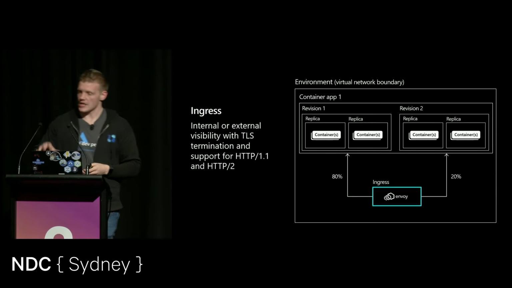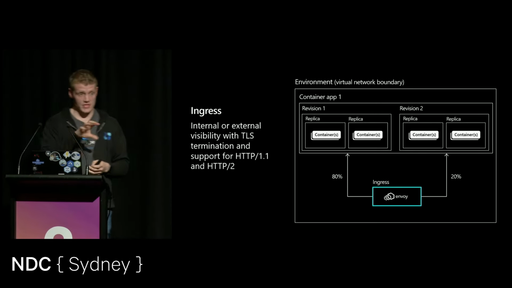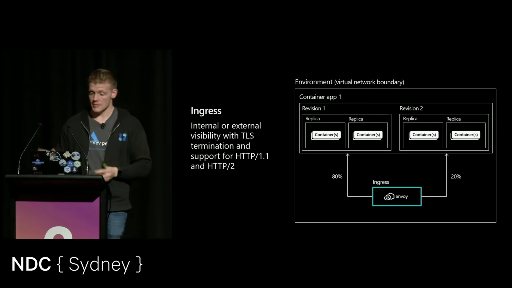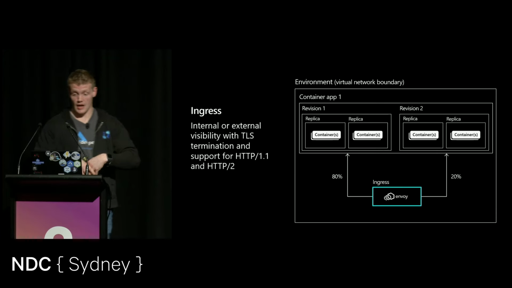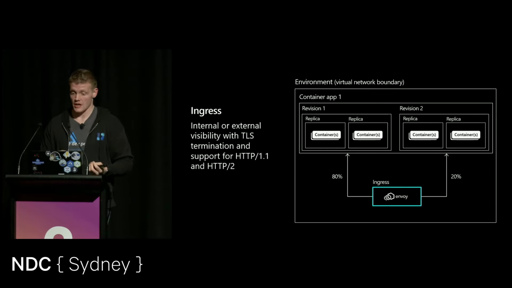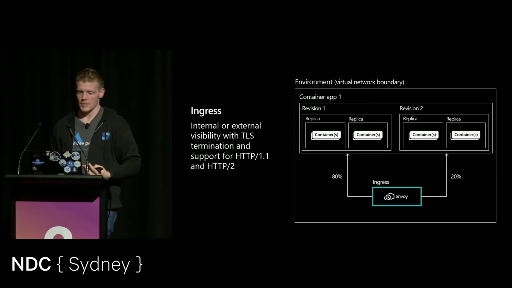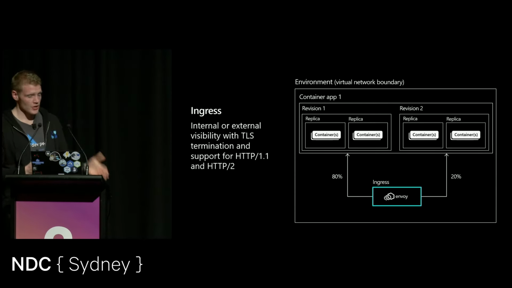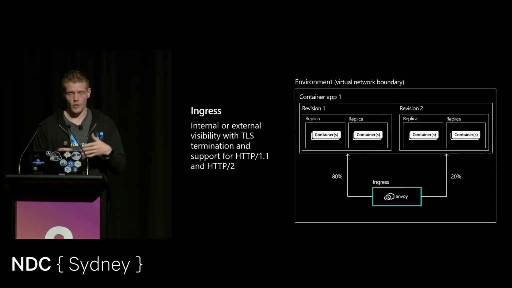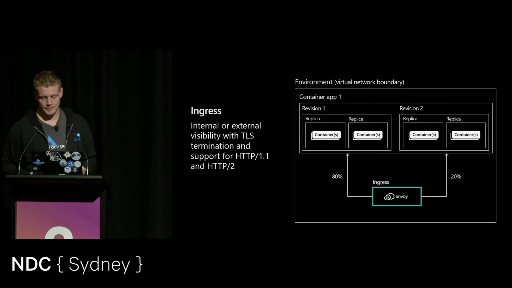So all applications within a container app environment with external visibility share a single public IP address. Similarly, all applications in an internal container apps environment with internal ingress visibility share a single internal IP address. And our traffic is actually routed to individual applications based on the fully qualified domain name in the host header.